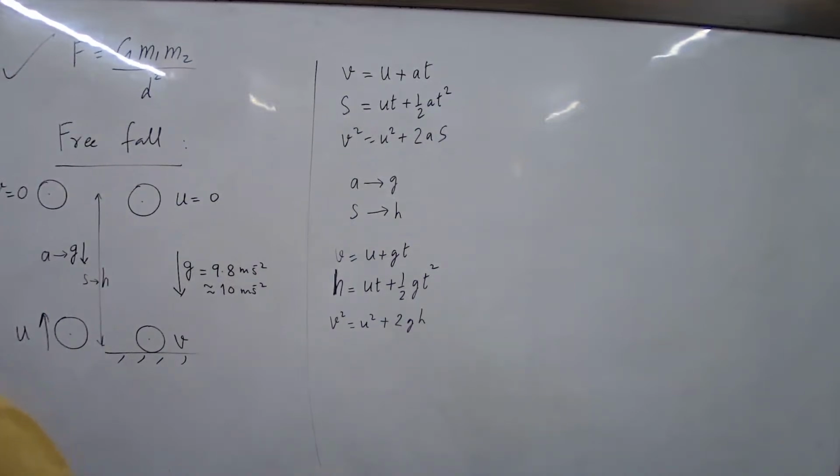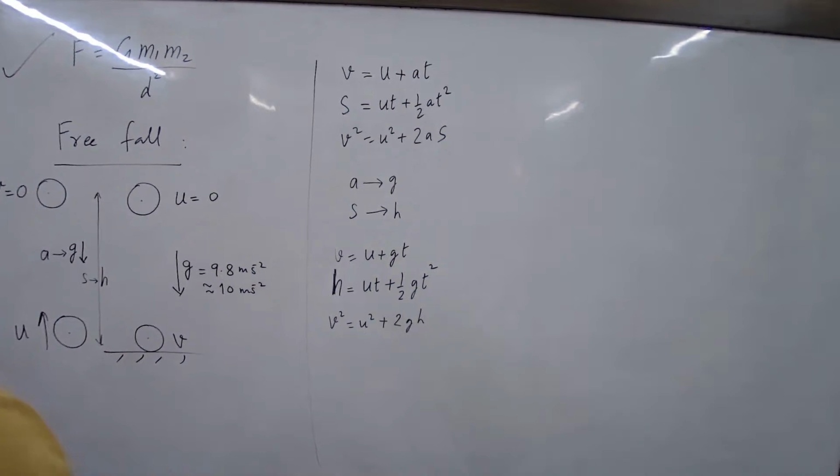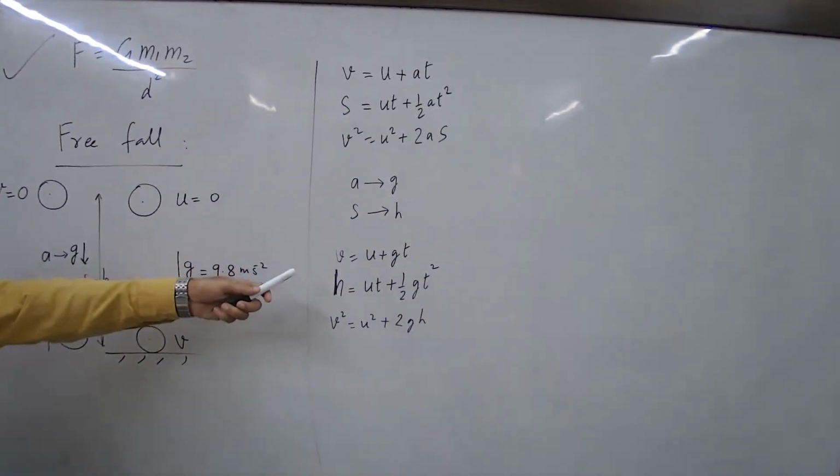So acceleration due to gravity is considered as g. Acceleration as well as retardation. So during free fall motion, a becomes g. This is what it is.